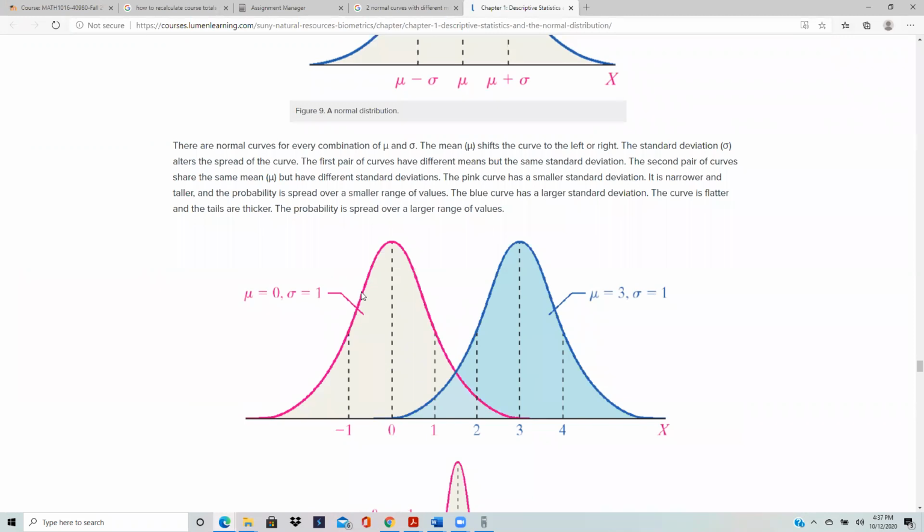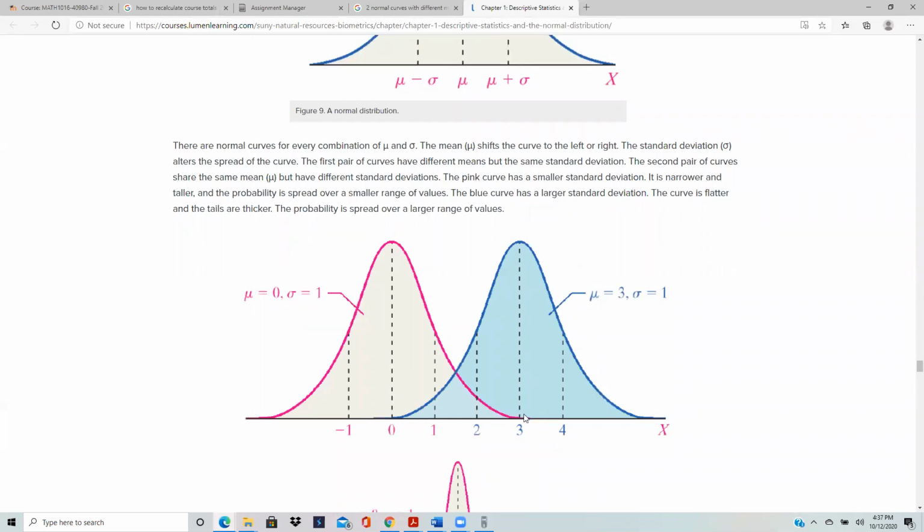So look at this pink curve. Here the mean is 0. So the pink curve will have 0 in the middle. Whereas for the blue curve, the mean is again in the middle, so it's 3. So this is on the horizontal, it's like a number line. So you see that the mean for the blue curve is more. For the blue curve it is 3, and for the pink curve it's 0.